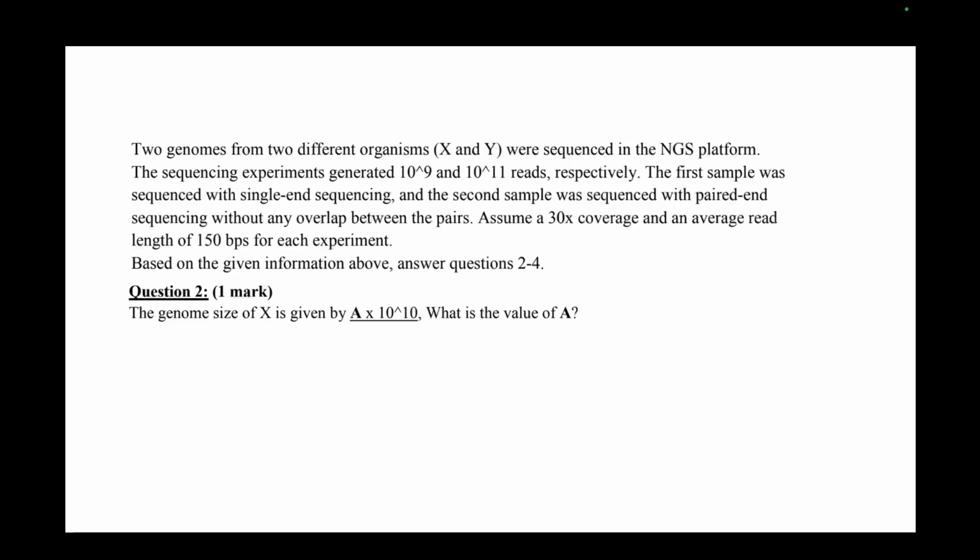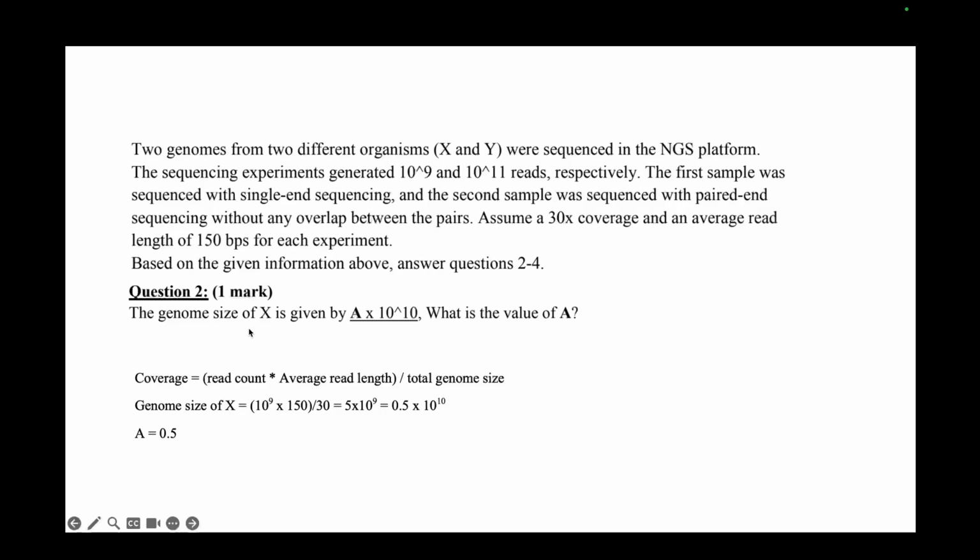Okay, let's look at the answer. It's quite straightforward. Coverage, if you remember, is given by the formula: read count times the average read length divided by total genome size. You're asked for the genome size of X. The read count of X is 10 to the power 9. The average read length is 150 base pairs, so it's 10 to the power 9 into 150, and you're assuming a 30x coverage.